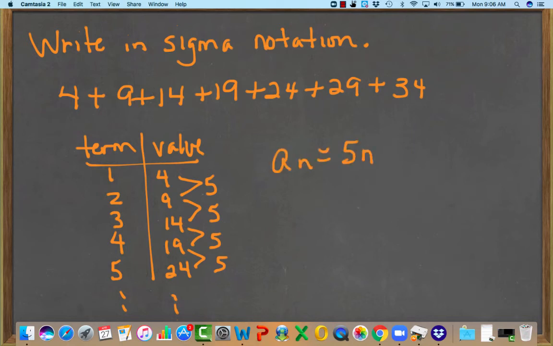Let's pick a value. So let's substitute in 3. 3 times 5 would be 15. I need to get 14, so I need to subtract 1. So my formula becomes 5n minus 1.